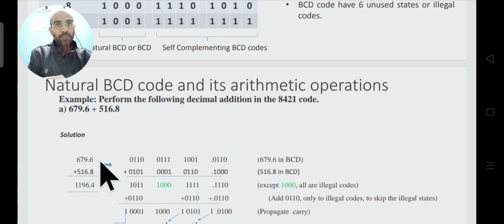Now I have represented first of all the given number in decimal as its equivalent in BCD. So I have first represented the number in BCD correctly.